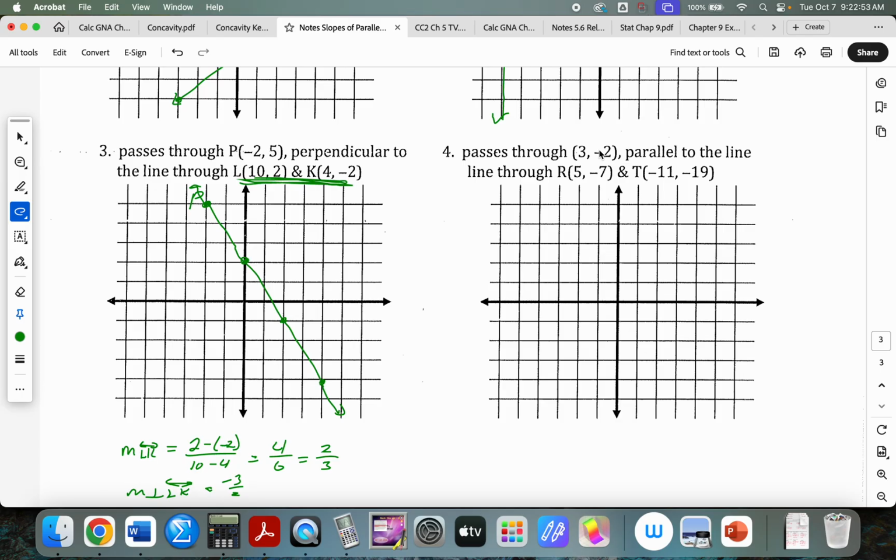And the same idea on this last one. We're passing through the point 3, -2. Didn't give a name for that point, so I don't have to put anything. And I want it to be parallel to the line RT. So I'm going to find the slope of RT. So that'll be -7 minus -19 over 5 minus -11. Let's see, that's going to be 12, and this is going to be 16. So that's 3/4.